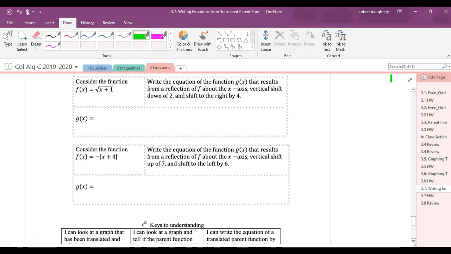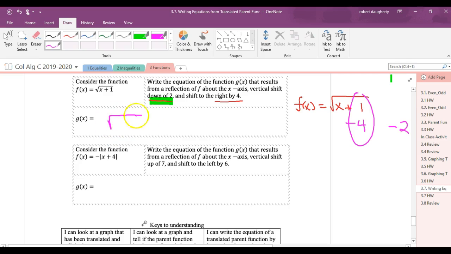With the parent function, square root of x, I'm starting out with square root of x plus 1. So I'm moving this down 2 and to the right by 4. If I'm moving something to the right by 4, how would I normally handle that? Yeah, I would go minus 4. So here, I've got an equation, f of x equal x plus 1. If I needed to move it to the right 4, I would subtract 4. And then I need to move it down 2. What would that be? Minus 2 on the tail end of this. So what is 1 minus 4? Yeah, it's negative 3. So this function is going to be the square root of x minus 3 minus 2. Oh, and it's reflected.